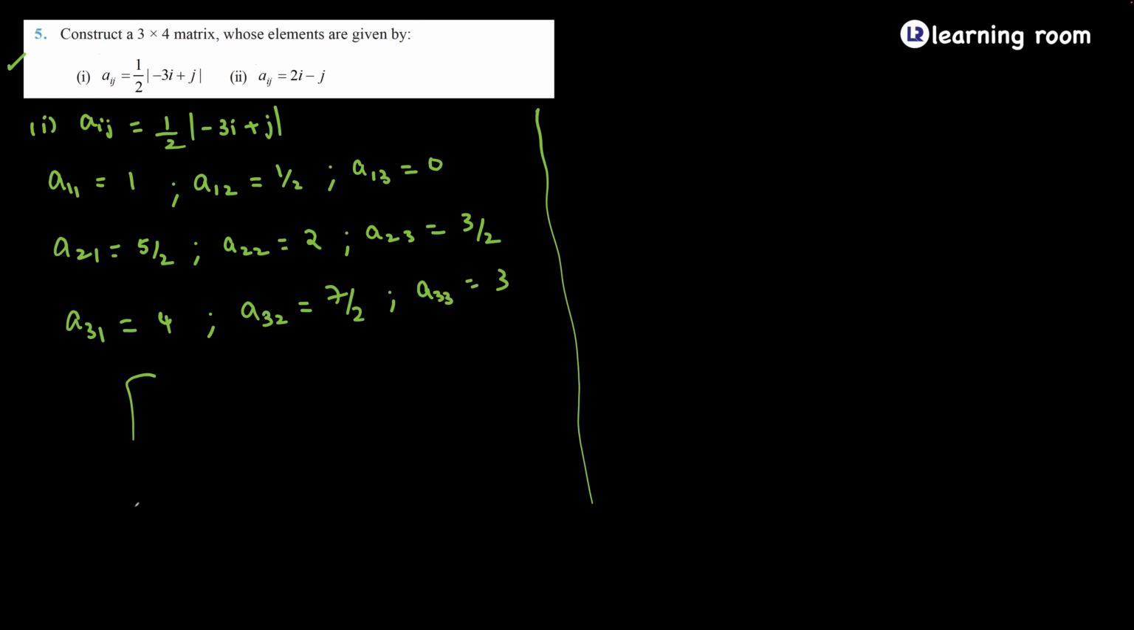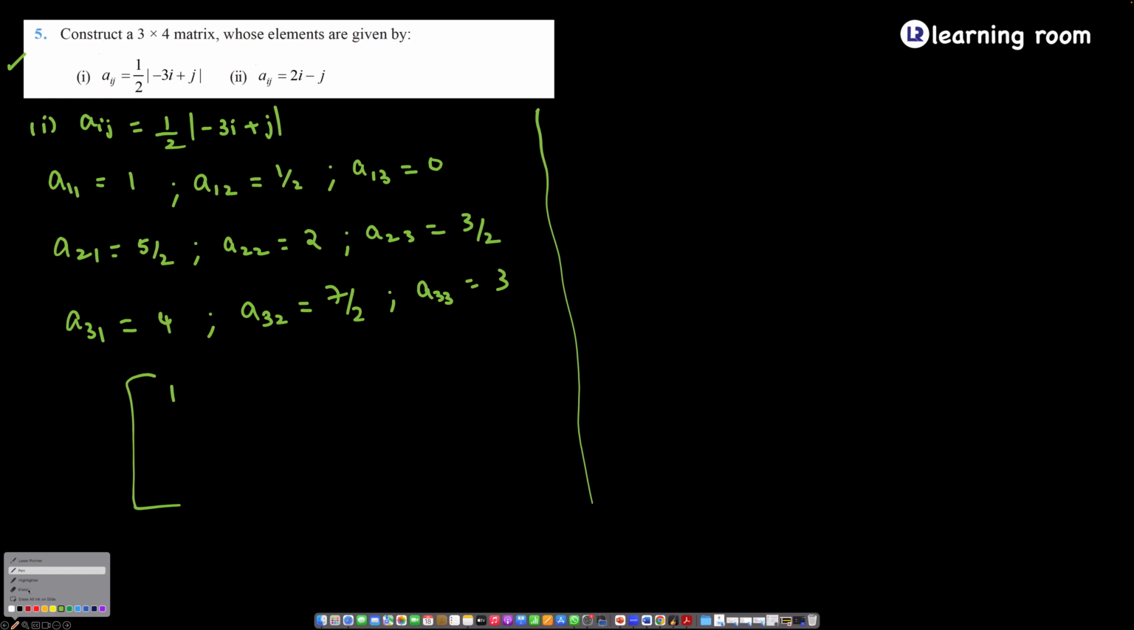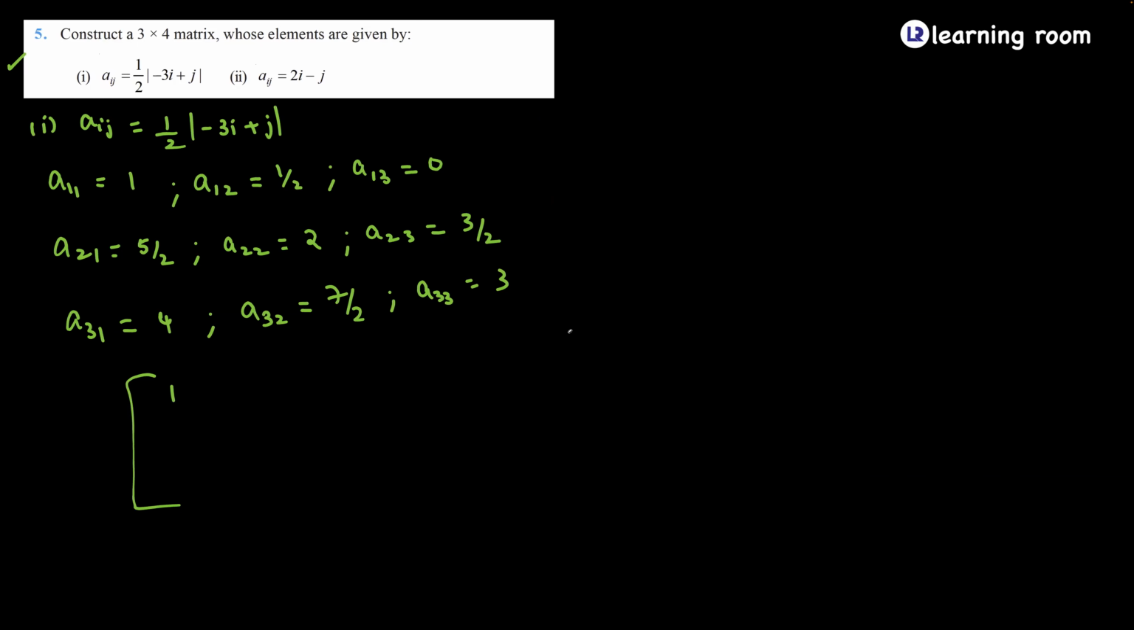So what is the matrix going to be? It is going to be, yeah, sorry. So we have A14. So what is A14? Half into minus 3 plus 4. So it is going to be 1, 1 by 2.